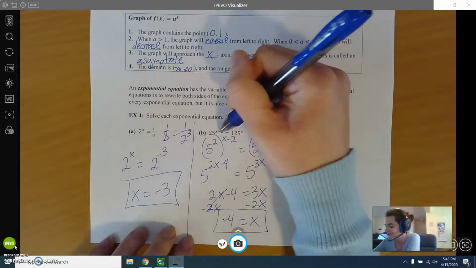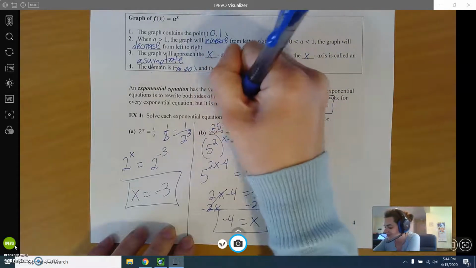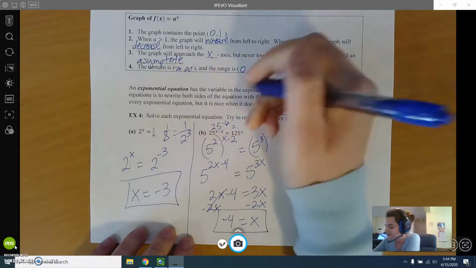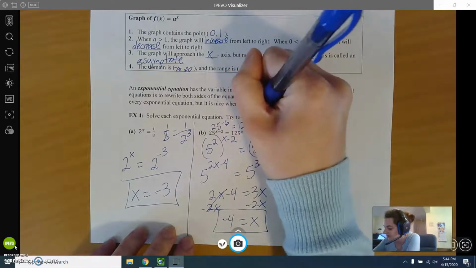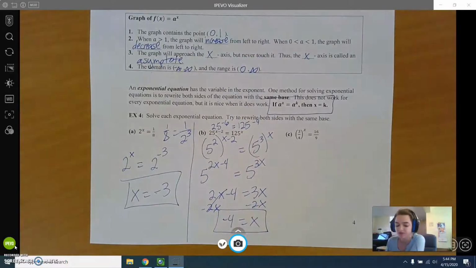25 to the -4 minus 2, so that would be 25 to the -6th. And on the other side, this would be 125 raised to the -4th. And if you type both of those in the calculator, you actually get the same decimal for each one, which is really cool. Okay.